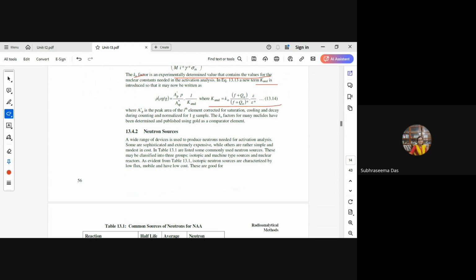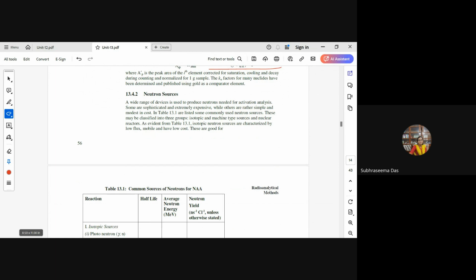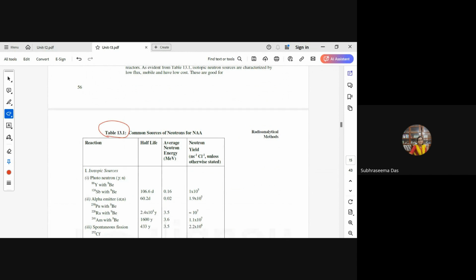Now coming to different neutron sources in NAA. A wide range of devices is used to produce the neutrons required for NAA. Some are very expensive in nature while others are very simple. Here in figure 13.1, some common sources of neutrons required for NAA are listed.